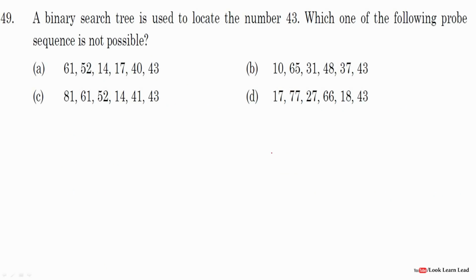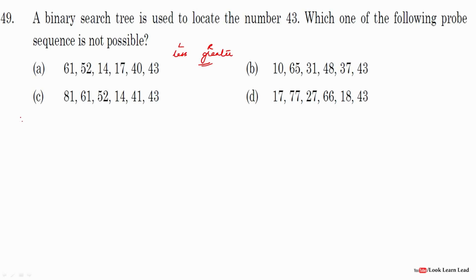Okay, next question. A binary search tree is used to locate the number 43. Which one of the following key sequences is not possible? For this, we would be constructing the binary search tree for all of them, and we have to remember the property of the binary search tree: the left side has lesser numbers and the right side has greater numbers. This is the property of a binary search tree.